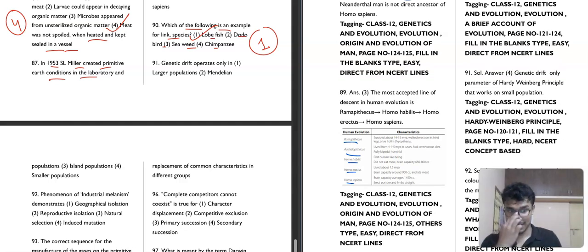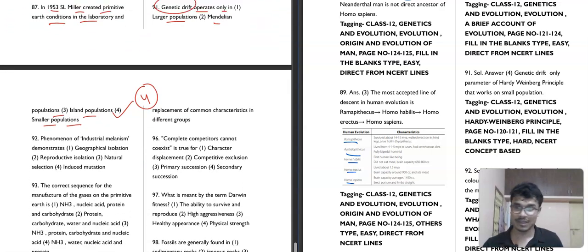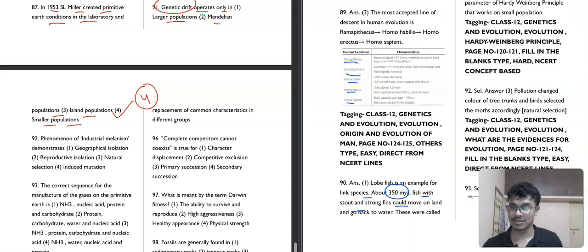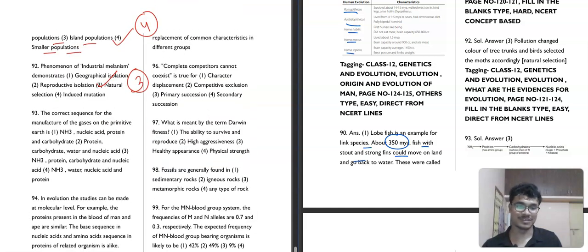Then question number 91. It is saying that genetic drift operates only in larger population area, Mendelian population, island population and small population. Genetic drift basically occurs in a small population area, like it happens suddenly, right? So the fourth option is our correct answer. Then question number 92. It is saying that the phenomenon of industrial melanism demonstrates geographical isolation, reproductive isolation, natural selection, or induced mutations. It is basically natural selection, simply natural selection. Nature had decided. Nothing you have to do.